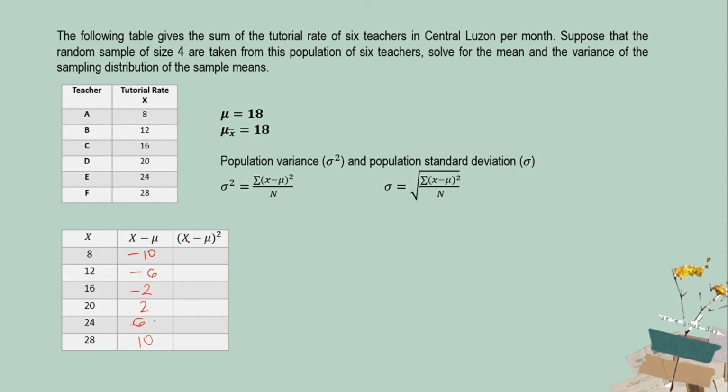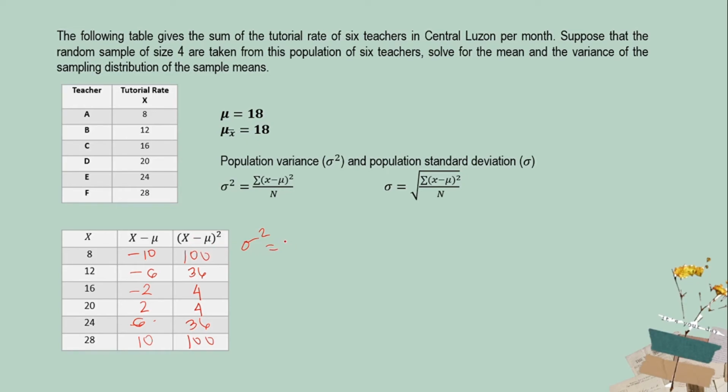Now we're going to square the values we got here. So negative 10 squared is 100. Negative 6 squared is 36. Negative 2 squared is 4. 2 squared is 4. 6 squared is 36. And 10 squared is 100. So for that, we're going to add all the values of x minus mu squared.